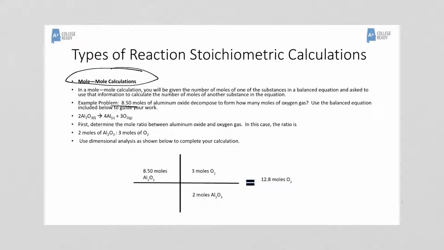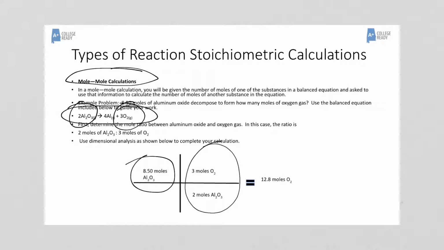So first of all, we get our balanced equation. We write down our given, 8.5 moles of aluminum oxide. Now we're going to use our mole ratio. We're going to compare aluminum oxide here to oxygen gas here, and that ratio is 2 moles of aluminum oxide to 3 moles of oxygen gas. We place our mole ratio in our factor label chart like so. We put the moles of aluminum oxide portion of that conversion factor on the bottom, so that moles of aluminum oxide will cancel with moles of aluminum oxide.